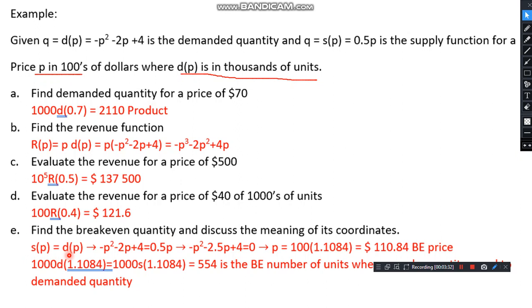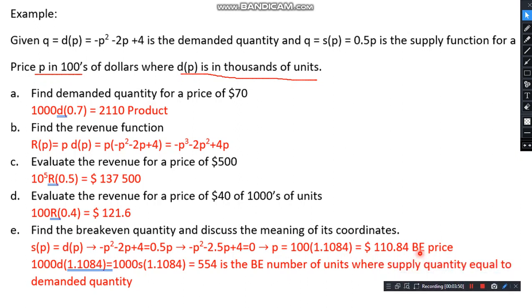Find the break-even quantity. It's always when demand equals supply. If you equate these two, you have an equation of second degree. One of the roots is rejected because it's negative. You're going to get 1.1084 times 100, so it will be 110.84. Don't forget P is the price. So this is called the break-even price.